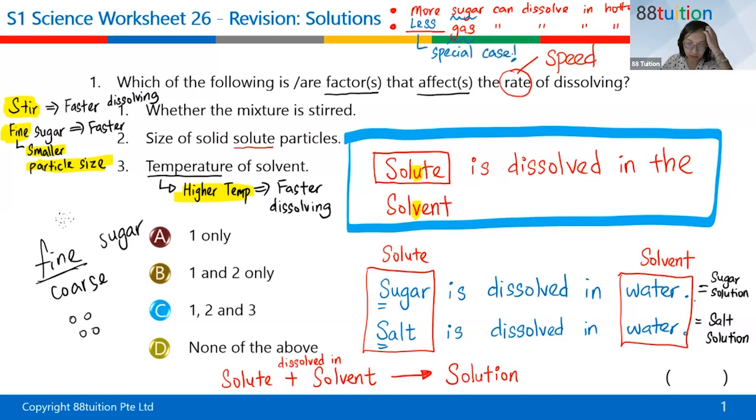Okay, so coming back to this, which are factors? So the answer would be C. All three of them will affect. All right, all three of them, whether you stir it, whether your solute particles are big size particles or small size particles, and what's the temperature of your solvent, hot water or cold water.